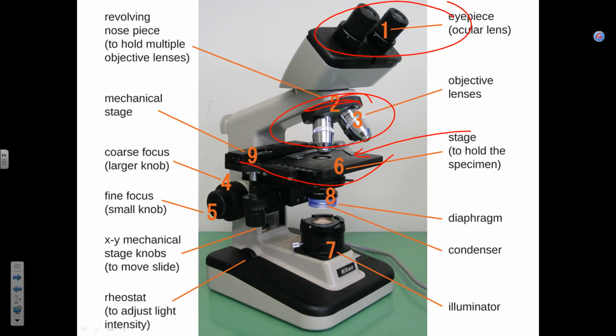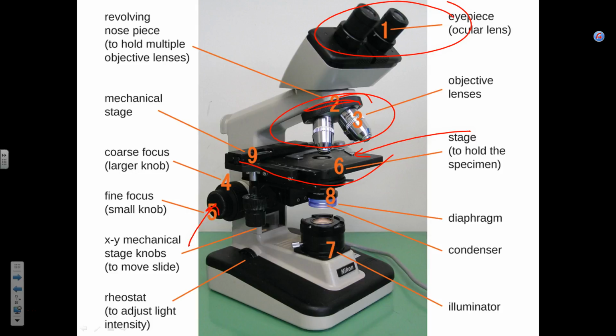Sorry, two focus knobs. I hope you can see that. The bigger one is called the coarse focus knob. It adjusts focus when you are on the lowest magnification objective, the scanning objective. The fine focus knob, the smaller one, is used on the higher magnifications, when you are on the low power, high power, or oil immersion lens. Does that make sense?